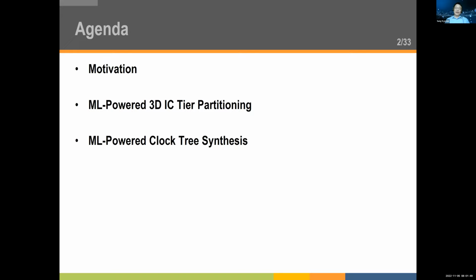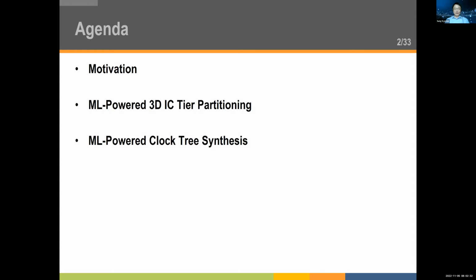And then I'm going to jump into two topics. I tried to do a survey on these topics, but there aren't that many out there. So I chose to focus on the work from my students, not mine, but my students' work. Two of them I chose, and I will dive into them. The first is on using machine learning algorithms to do tier partitioning in 3D IC. And the second is using, again, machine learning algorithms to do clock tree synthesis. I'll stop in the middle, right after tier partitioning, and see if there's any question. Then I'll do the same after I cover the second work.